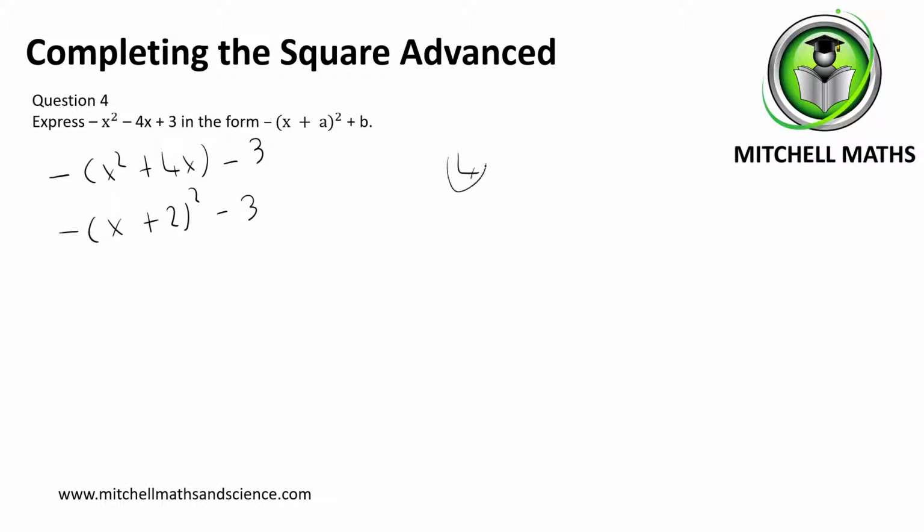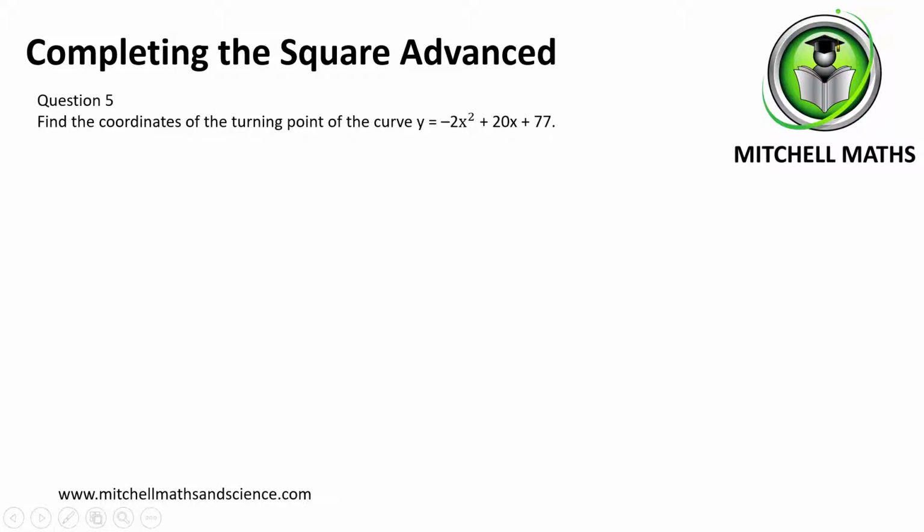Right, usually this bracket would give us, so that bracket would give us 4. The thing is, we're going to times that 4 by minus 1, because there's a minus in front of the brackets, which would give us minus 4. Therefore, to balance out the term, we need to add 4. So do remember that when there's a negative in front of the brackets, whatever you squared, you're going to have to add on instead of take it off, because when you times it by the minus, it's going to become negative. Therefore, to balance it out, you're going to need to do it a little bit differently. And our answer would be minus x plus 2 squared plus 1, because minus 3 plus 4 is 1.